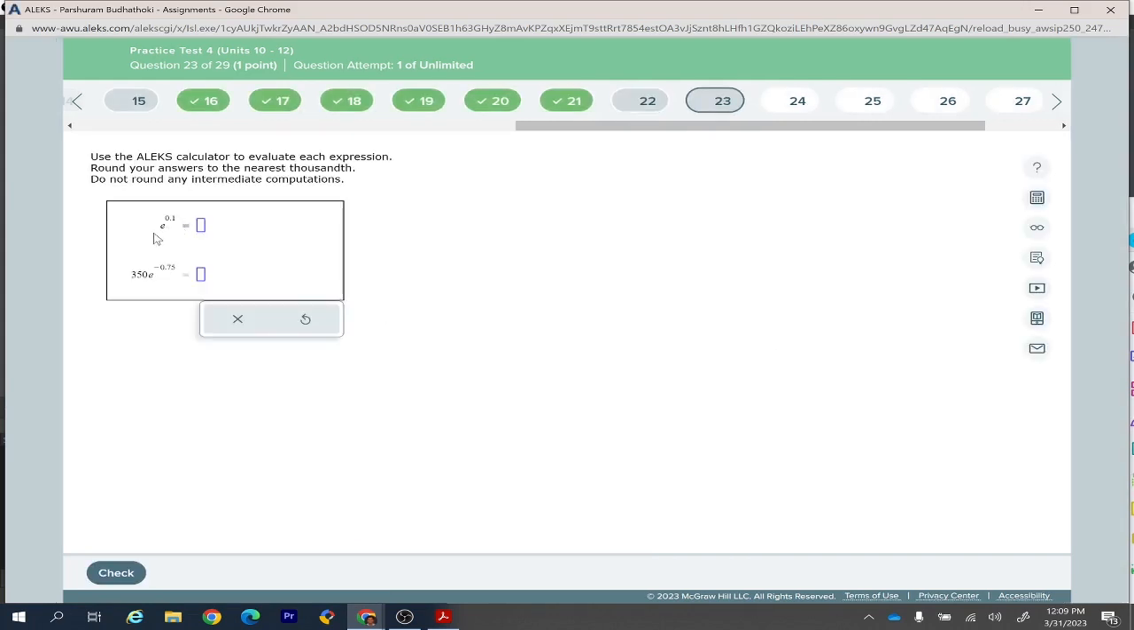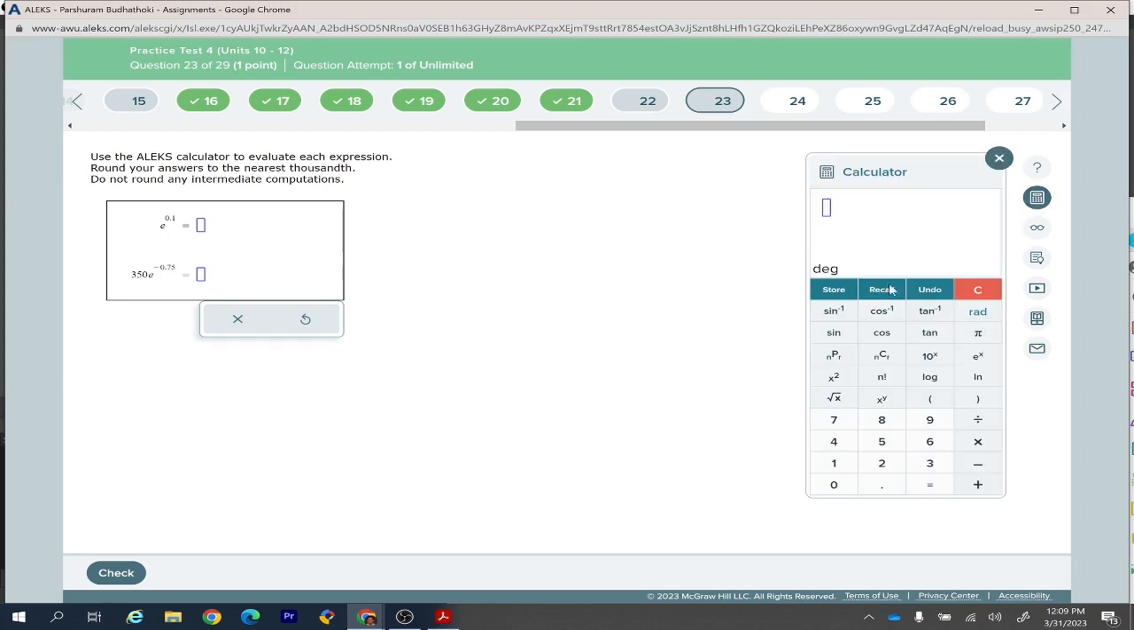23, use a calculator. So what is the calculator here? This one, and then find out this value. It's easy peasy. So e to the power 0.1 equals 1.105, but it's saying do not round any intermediate. Round your answer to the nearest thousandth. That means after the decimal there should be 3 digits, 1, 0 and 5. So it's 1.105.